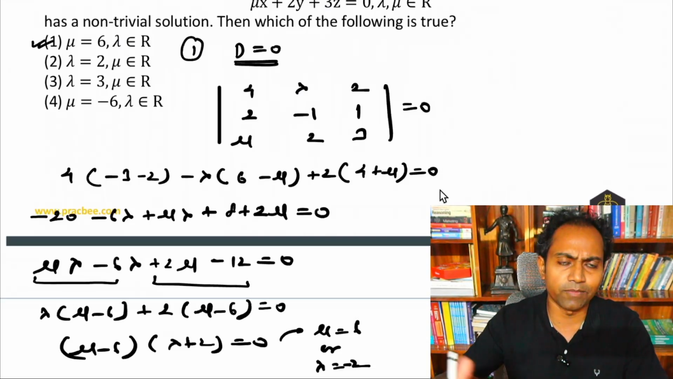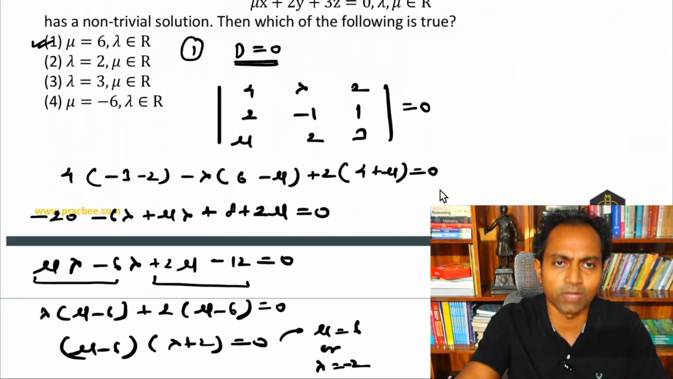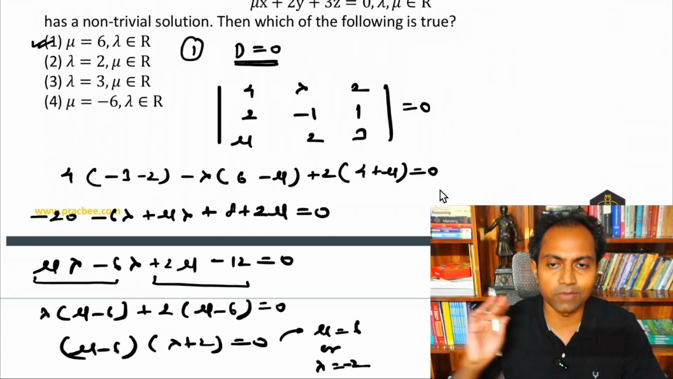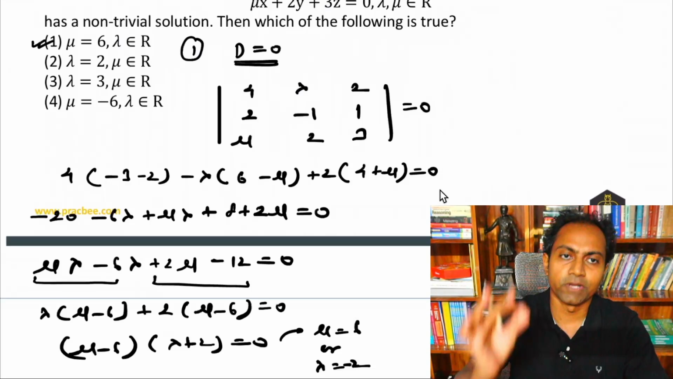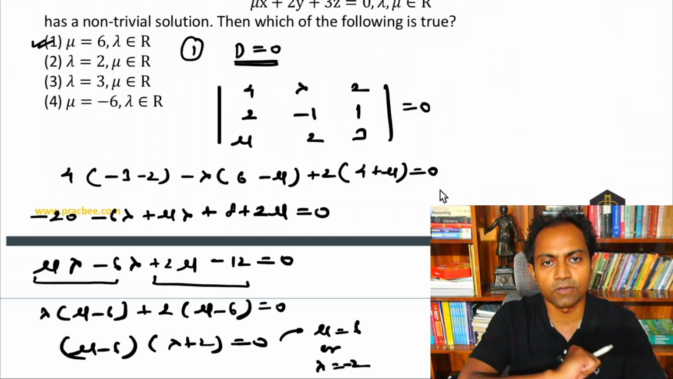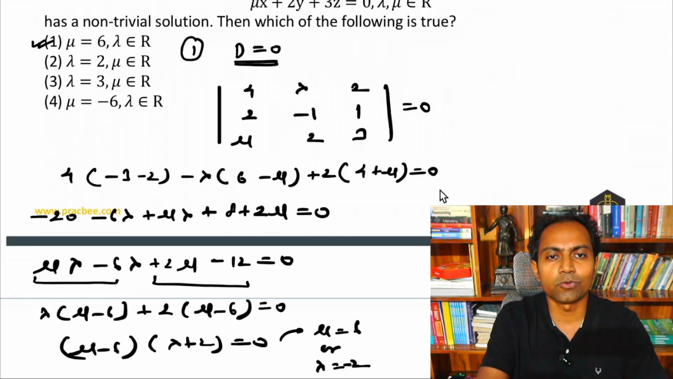If mu is 6, lambda can be anything. If lambda is minus 2, mu can be anything. You can see that option A comes out to be correct. So in a question where there is a non-trivial solution, we need to check that they are talking about a homogeneous equation. In that context, just put D equal to 0.